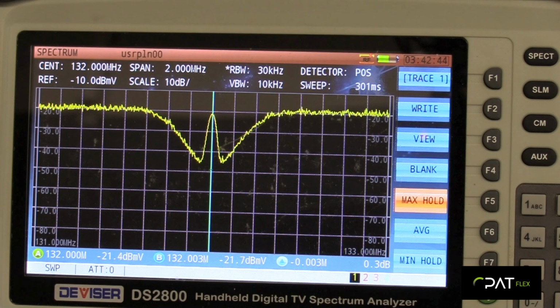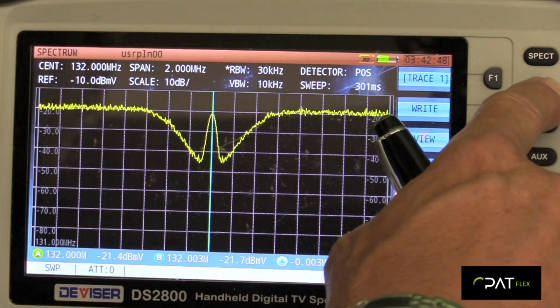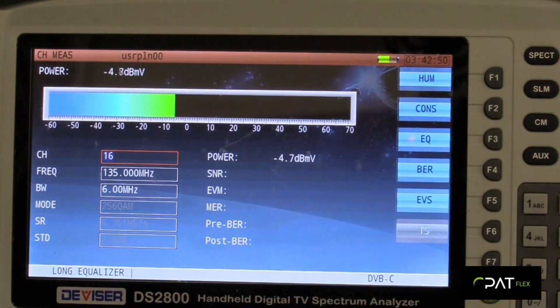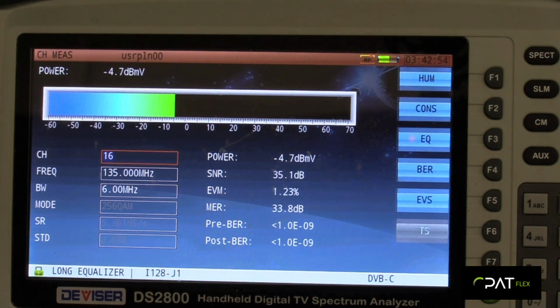In order to verify this, simply go back to your SLM measurement after injecting the carrier and make sure that the MER has not degraded. As you can see here, the MER is staying at a constant 37 or 38 MER, so there were no impairments being caused on the adjacent channel.